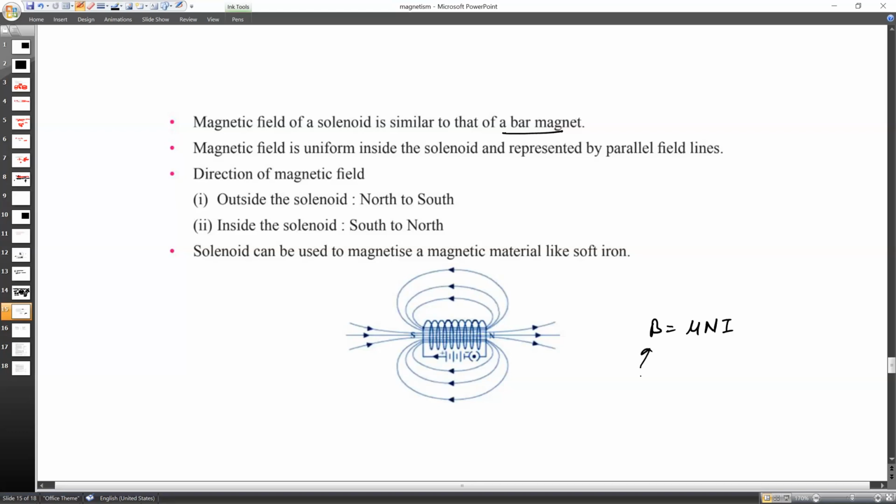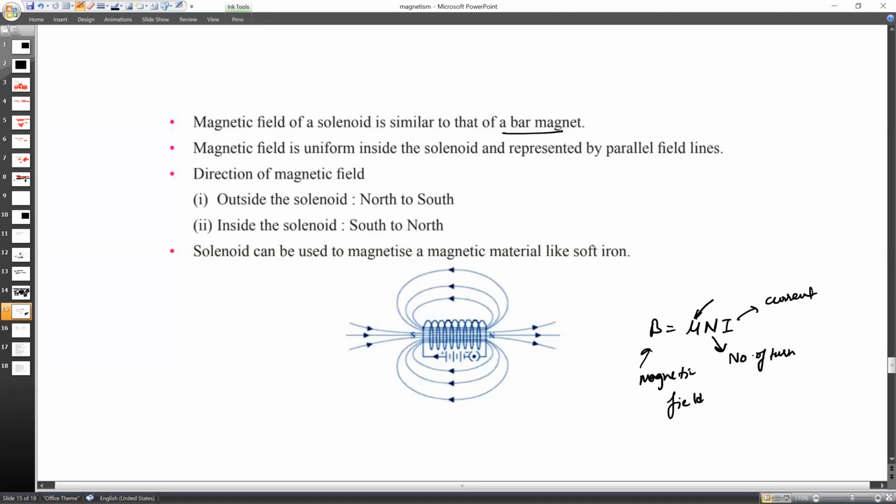B represents the magnetic field here. Mu naught is the permeability, which is a constant here. n is the number of turns per unit length, and I is the current. So we can say that the magnetic field can be increased by increasing the number of turns and by increasing the current. And outside the solenoid, the field is the same as that of a bar magnet.